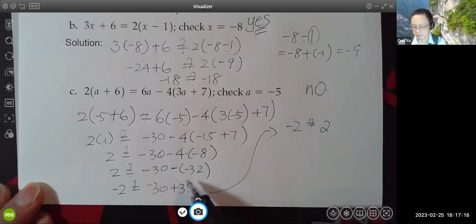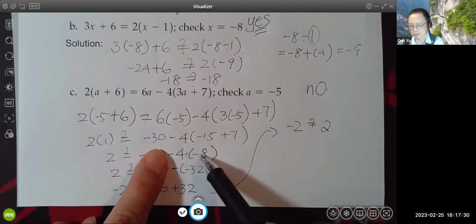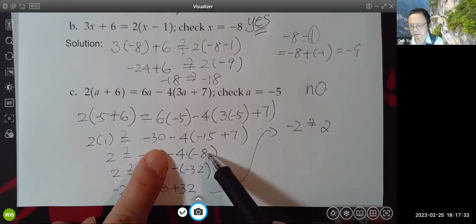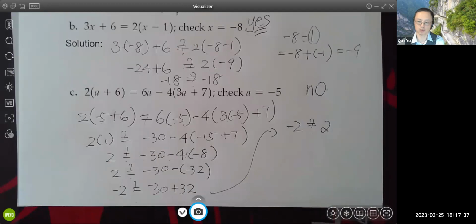And actually from here to here, you can save this step. The reason is you look at this one, it's -30, and then you look at these two as two negative numbers multiplied together. And that gives you a +32. Either way is okay, whichever you feel more comfortable.